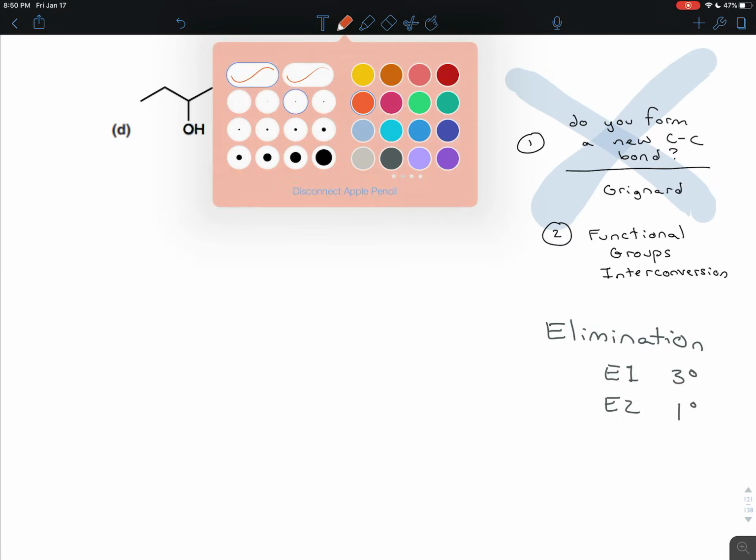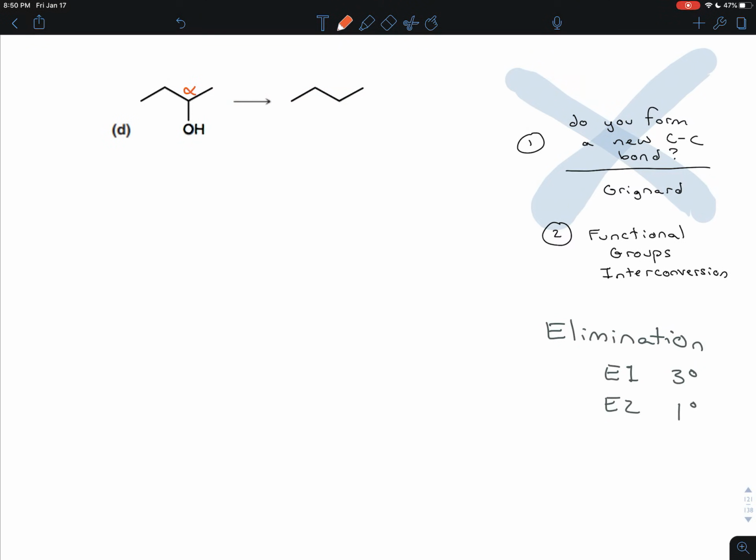Now notice, in this case, the carbon that has the OH on it is the alpha carbon. Every carbon that the alpha carbon is bonded to is a beta carbon. We have one to the right and one to the left. We have two beta carbons. So if we do an elimination reaction, we could get the pi bond forming in two directions.